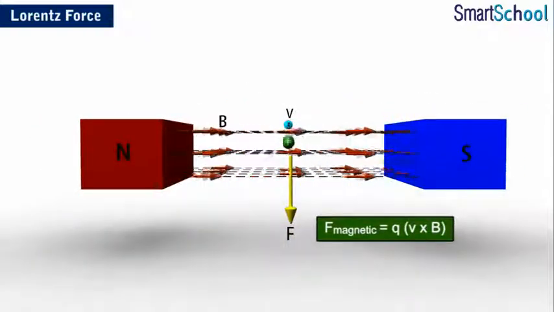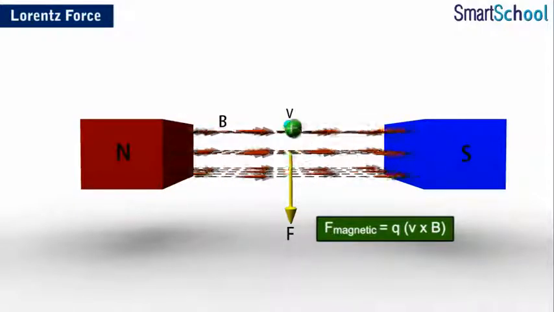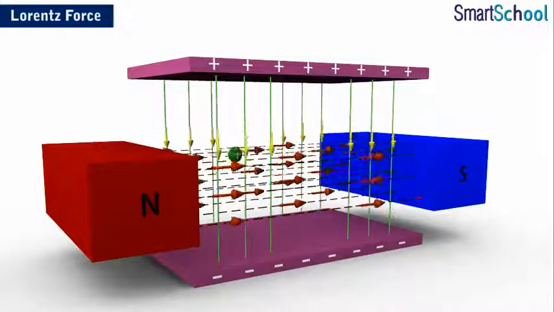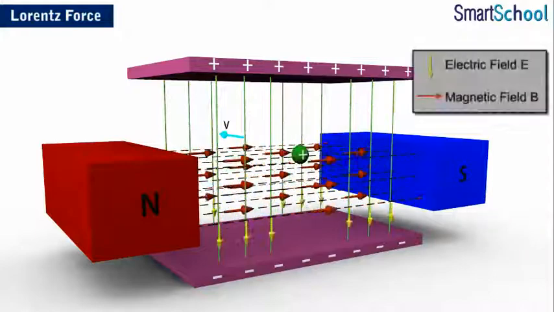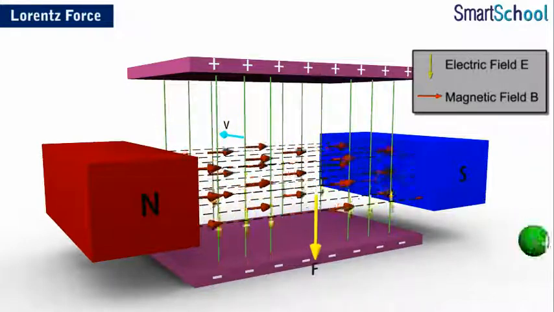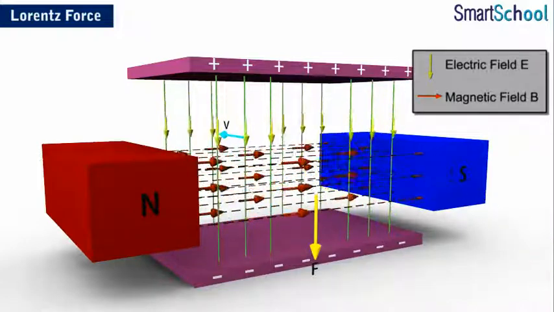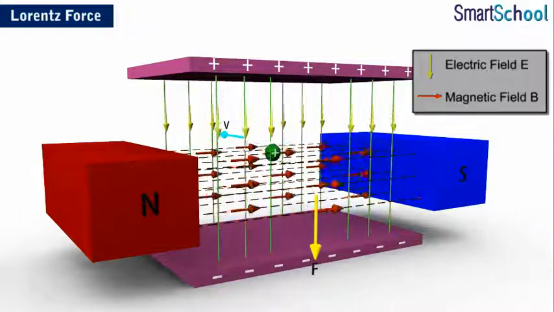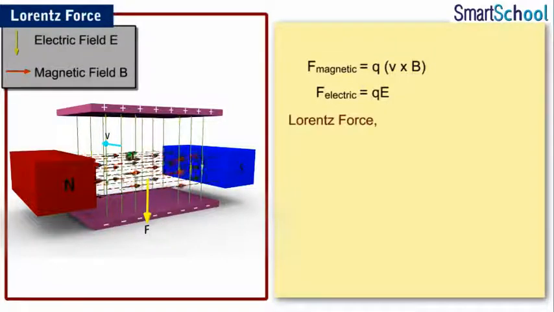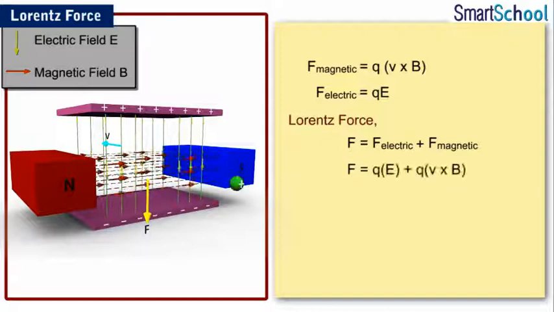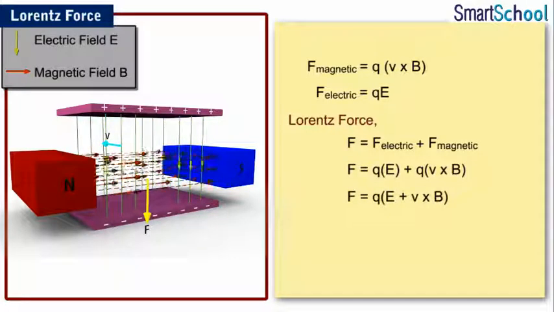The force F is perpendicular to the plane containing the velocity vector and the magnetic field vector. Now, consider a charge of Q coulomb moving with the velocity V in the presence of both electric field E and the magnetic field B. The net force on charge Q is F, called Lorentz force, and is equal to the vector sum of the forces due to the electric field and magnetic field. Thus, Lorentz force F is equal to F electric plus F magnetic. That is, F is equal to QE plus Q into V cross B, which can be written as F is equal to Q into E plus V cross B.